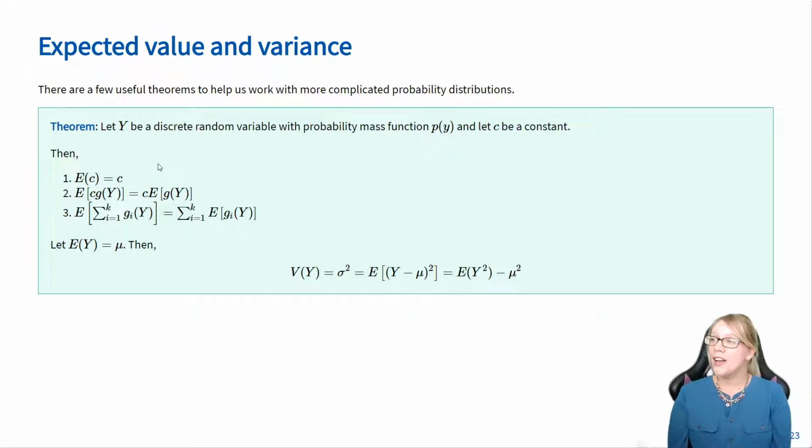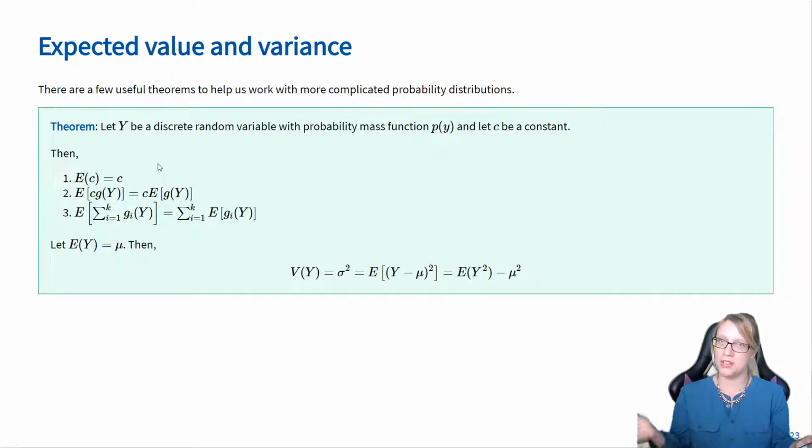The expected value of a constant times a function of y is just the constant times the expected value of the function. So constants can be pulled out of that summation. And then finally, the expected value of the sum of a set of functions is just the sum of those expected values.